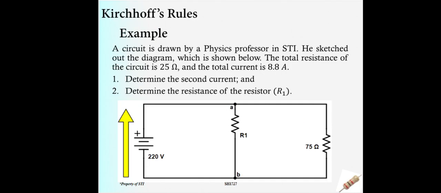And another one is this. Another example: a circuit is drawn by a physics professor in STI. He sketched out the diagram which is shown below. The total resistance of the circuit is 25 ohms and the total current is 8.8 amperes. Determine the second current and determine the resistance of the resistor. So, this is a parallel circuit, no? So what is the current and the resistance of the resistor? Given the total resistance of 25 ohms and the current of 8.8 amperes.